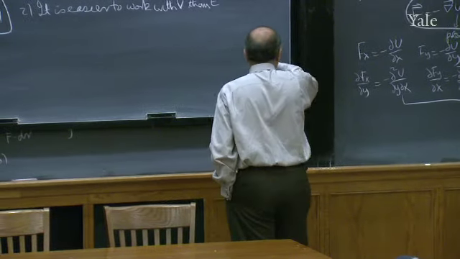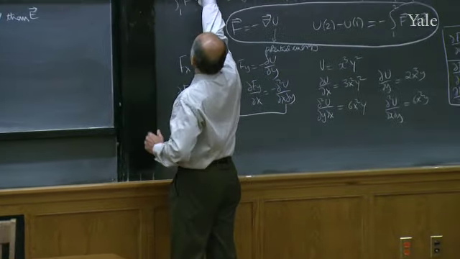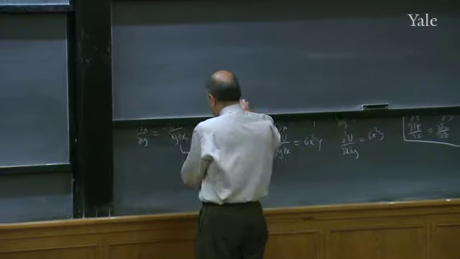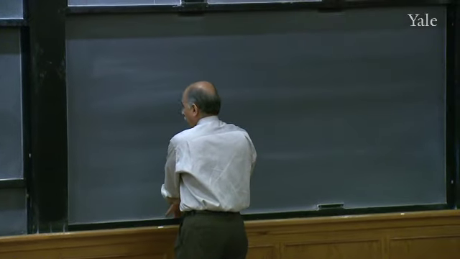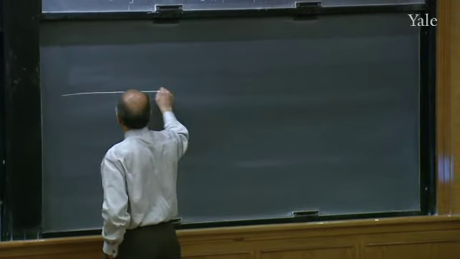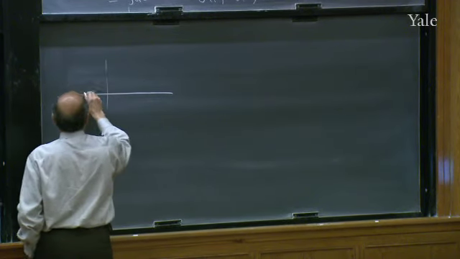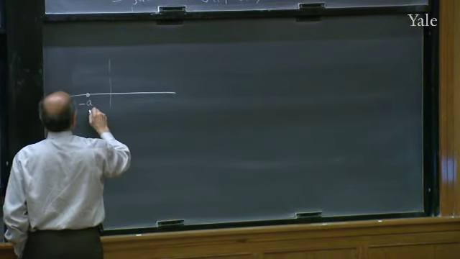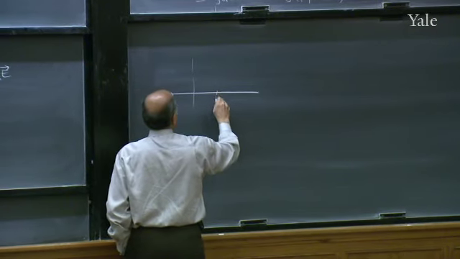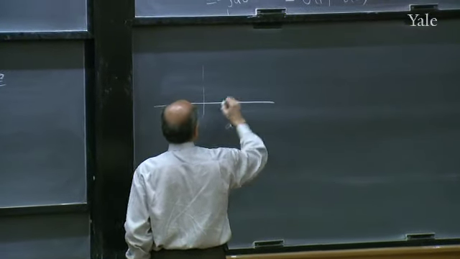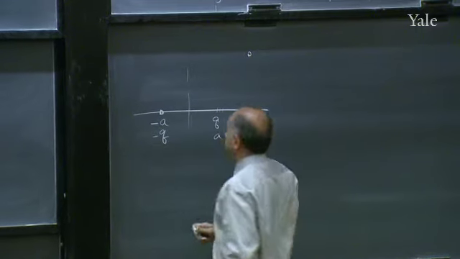So I'm going to illustrate that with one simple problem. And that's the last thing for today. That's the dipole. So here is our dipole. Let's take a charge minus Q at minus a, and plus Q at plus a. And we want to find the field there.